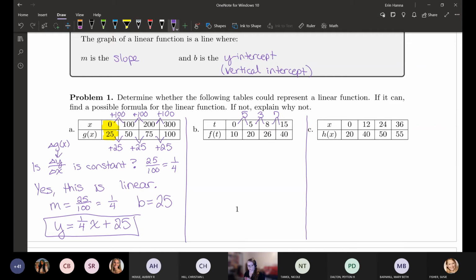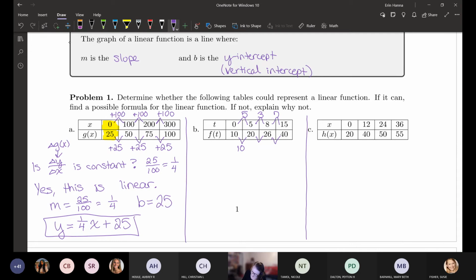All right, so just because those numbers don't agree does not mean you get to stop, okay? So we actually need to keep going. So I understand that 3 is not 5 is not 7, but we need to keep going because that might not matter. So let's look at the difference between these y values, these f of t values. So from 10 to 20 gets us an increase of 10.